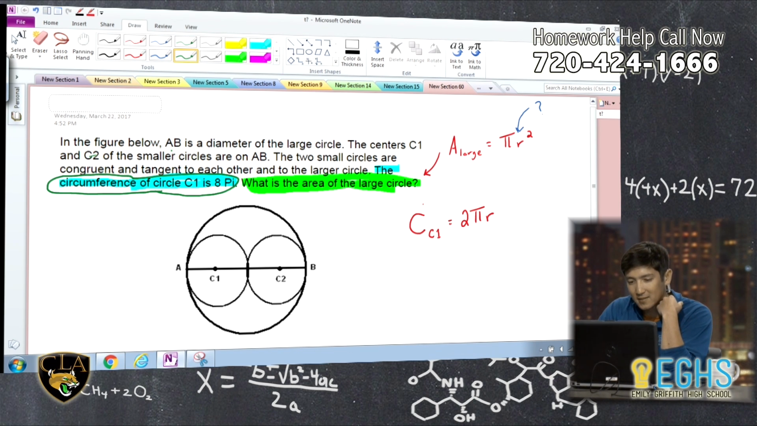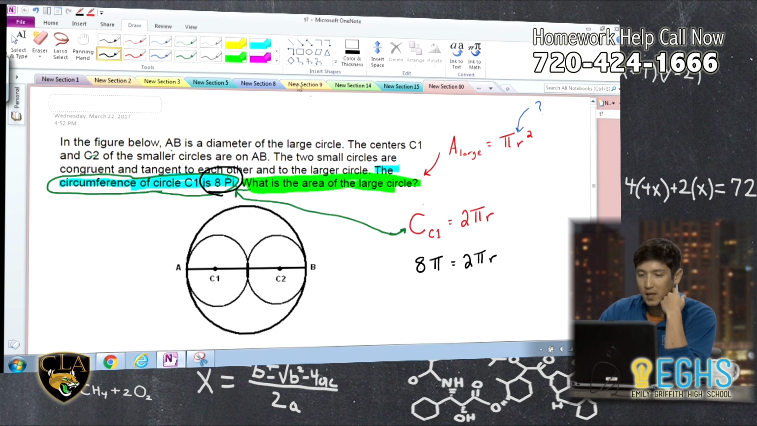So we come back here and say, okay, this is the equation for circumference, and I know the circumference over here, so we can substitute that value in. Circumference of C1 is given as 8 pi, right? That was right here. And again, I just like to rewrite this: equation equals 2 pi r. And then think again, all we're looking for is the radius. That's what I'm looking for.